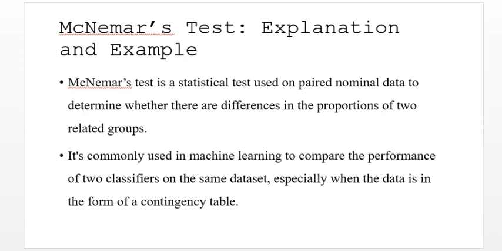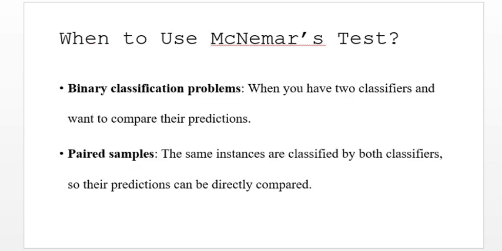Two uses of McNemar's test. One is binary classification problems, when the outputs of the models are either positive or negative. Here you have two classifiers and you want to compare their predictions. In paired samples, the same instances are classified by both classifiers so that predictions can be directly compared, and predictions from both models are made on the same data set.